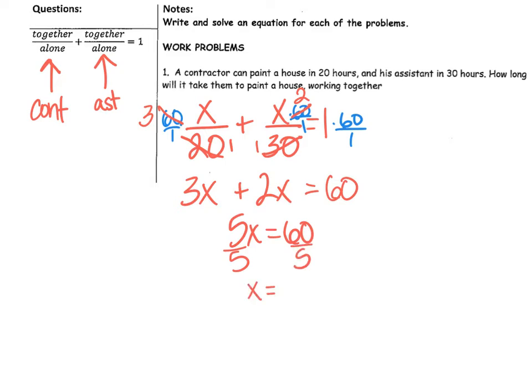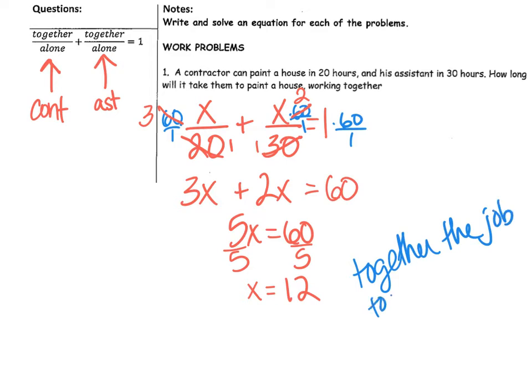How many times does 5 go into 60? 12. Okay, now word problem's the biggest thing. 12 what? 12 hours. The job took them 12 hours. It took them 12 hours when they painted together. Awesome.